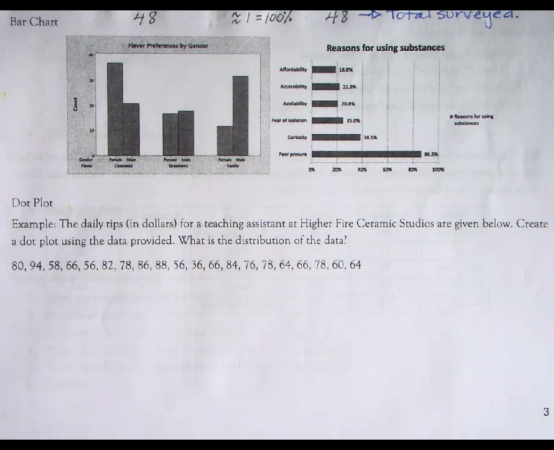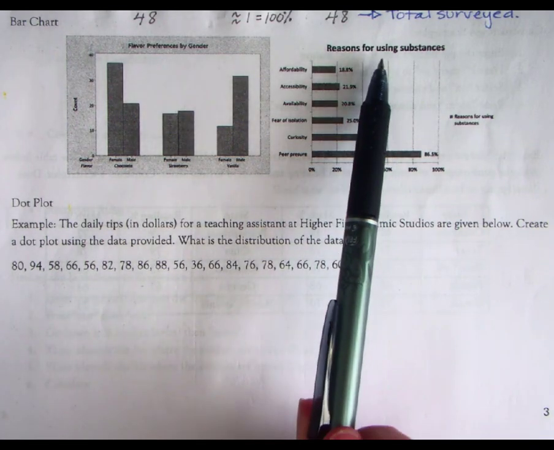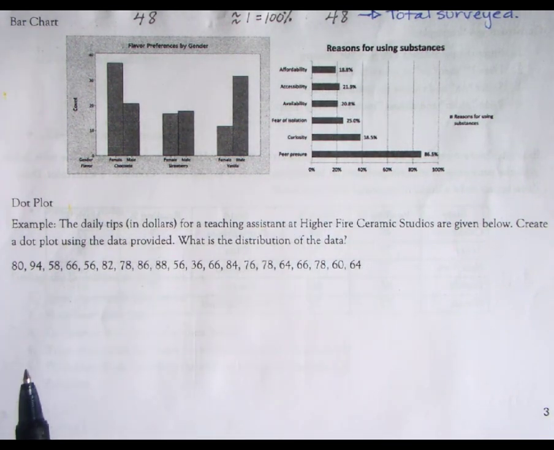Bar charts are another way of displaying data. Here are two different types of bar charts that display data. You'll notice that they both have a title that gives you information about what the bar chart is representing.